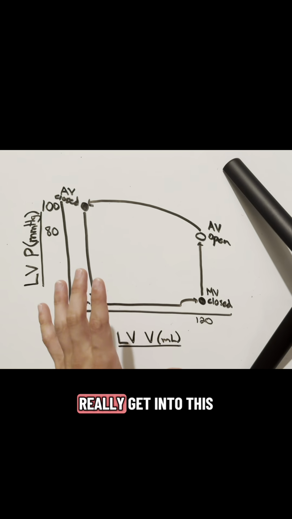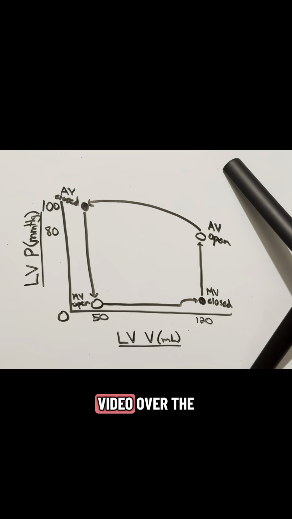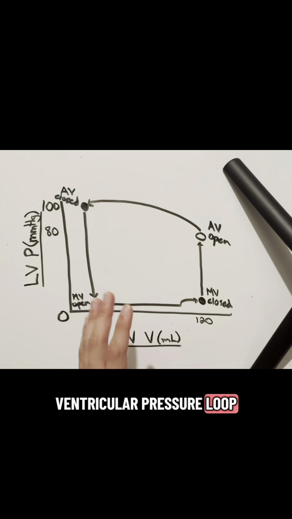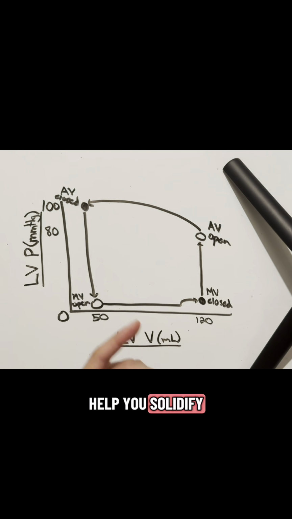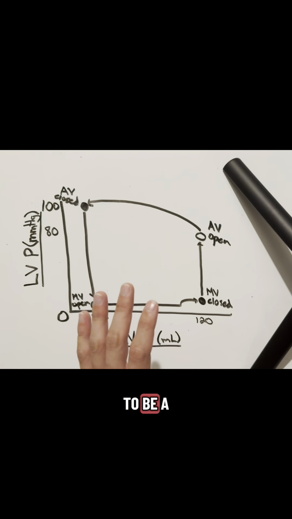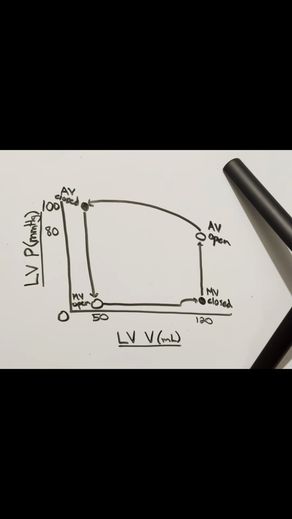And before we really get into this, I do need to say that I have a video over the cardiac cycle, and the video going over the cardiac cycle goes in depth over each stage, stages 1 through 5. Making sure that you understand the cardiac cycle before coming to this left ventricular pressure loop will not only help you solidify that understanding as we go through this video, but allow this to be a lot more digestible. But without further ado, let's get into it.